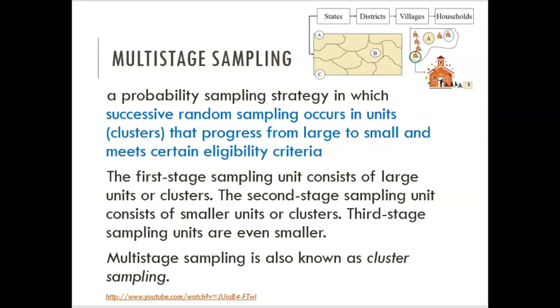Then we have something called multistage sampling. This is where you start from something really big and you work your way down to something small. So here we could be looking at a state, so United States, and we randomly put all the names of the states into a hat and randomly choose 3 states. Okay, so I chose this state and this state randomly from a hat.